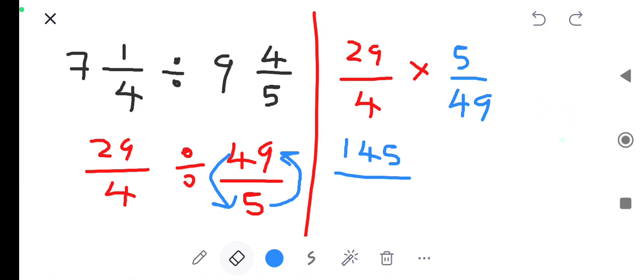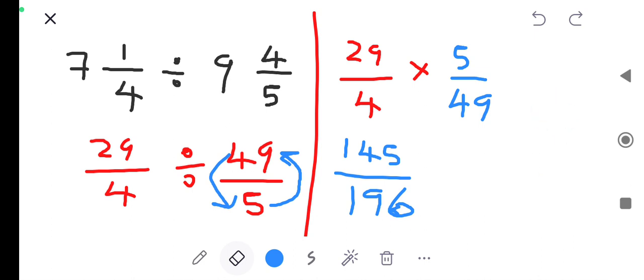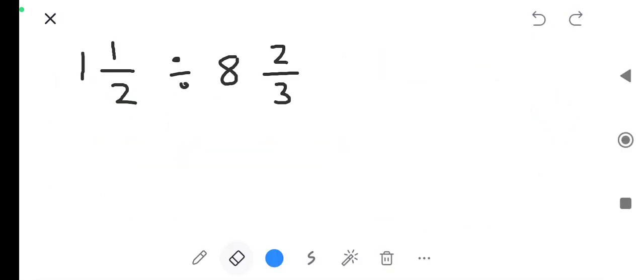Then you multiply the denominators. You do 4 times 49. Let's do that quickly. 49 times 4. 4 times 9 is 36. Write 6, put 3 here. 4 times 4 is 16. Plus the 3 on top, you have 19. So you have 196. So the final answer becomes 145 over 196. Now I want you guys to do this next question and send in your answer in the comment section.